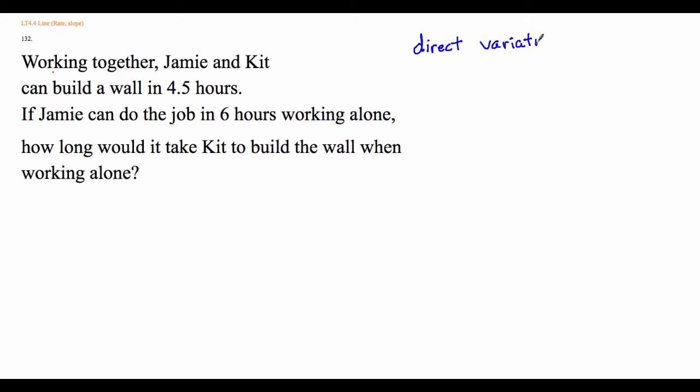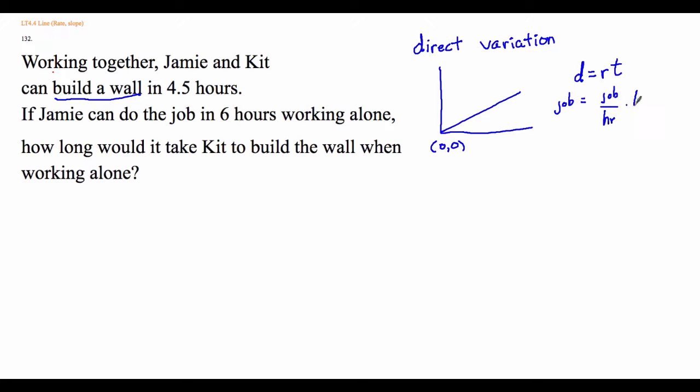Direct variation is a graph of a linear function that passes through (0, 0). And all direct variation formulas are in the form d = r times t. Distance is rate times time. Notice there is no slope in this. Again, they all pass through (0, 0). So in this particular instance, the job is equal to the jobs per hour times hours.